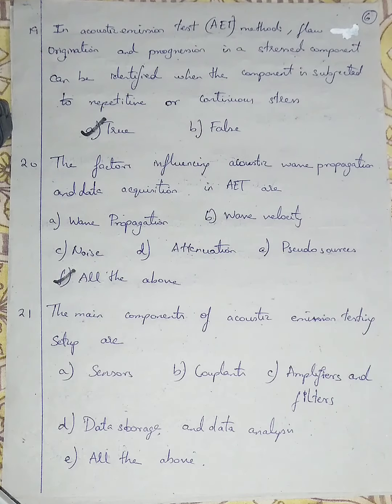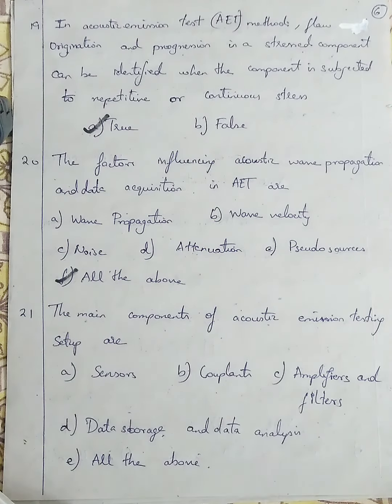We need sensors to detect the motion or to detect sound waves. Acoustic means sound. Couplants are used to reduce the gap between the transducer and the material. Amplifiers increase the signal, and we need filters to detect the actual sound, since we have various sounds in the environment. To detect the particular sound we need filters. We need data storage to store the data, and for data analysis we need some component. These four are the main components of acoustic emission testing setups. So option number E, all the above.